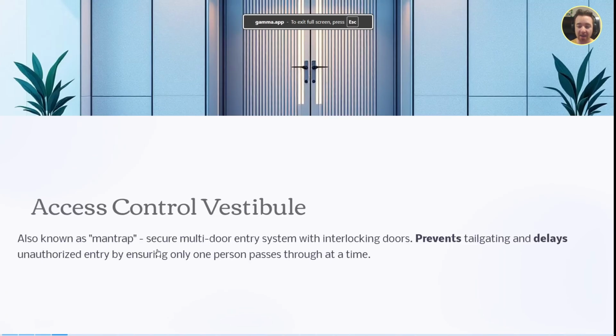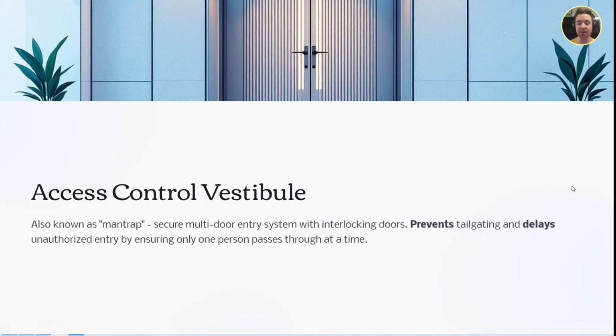So it's also called a man trap, and it prevents something called tailgating, right? Tailgating, which is just when someone tries to follow you through when they don't have permission. You cannot get tailgated with an access control vestibule. You have to go through, close the door behind you before the door in front of you will open. Only one person can go through at a time.